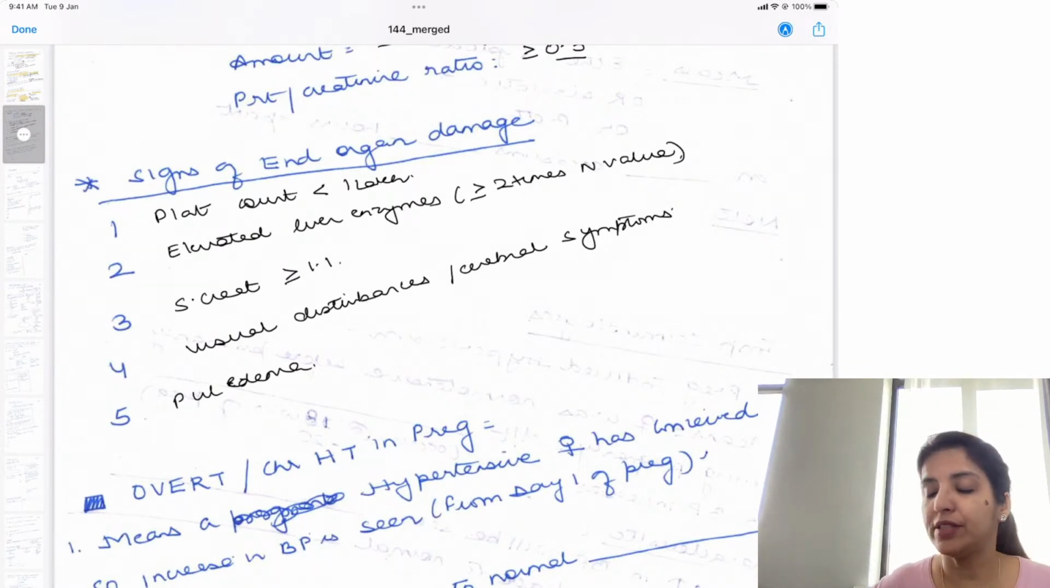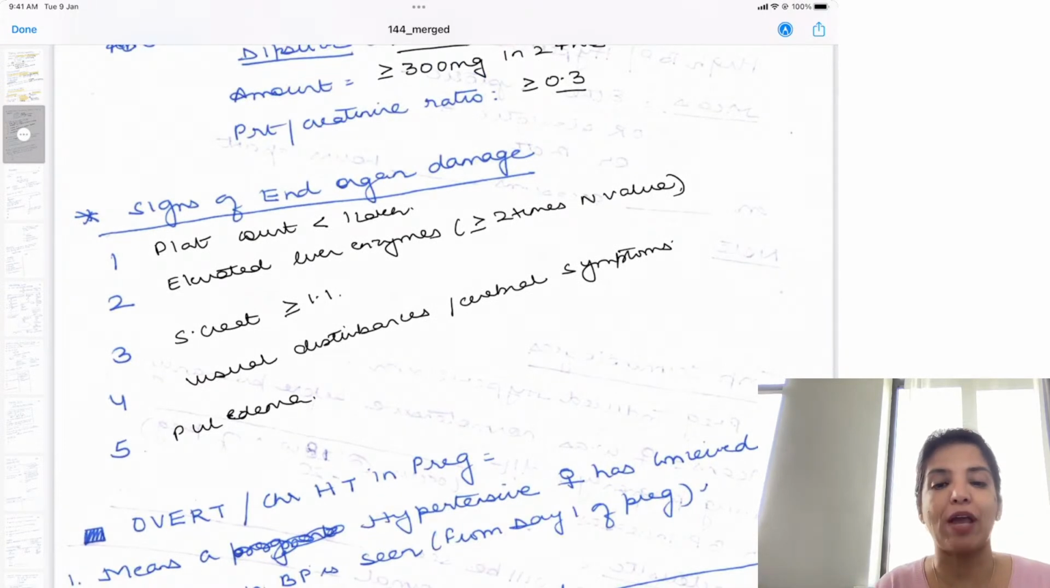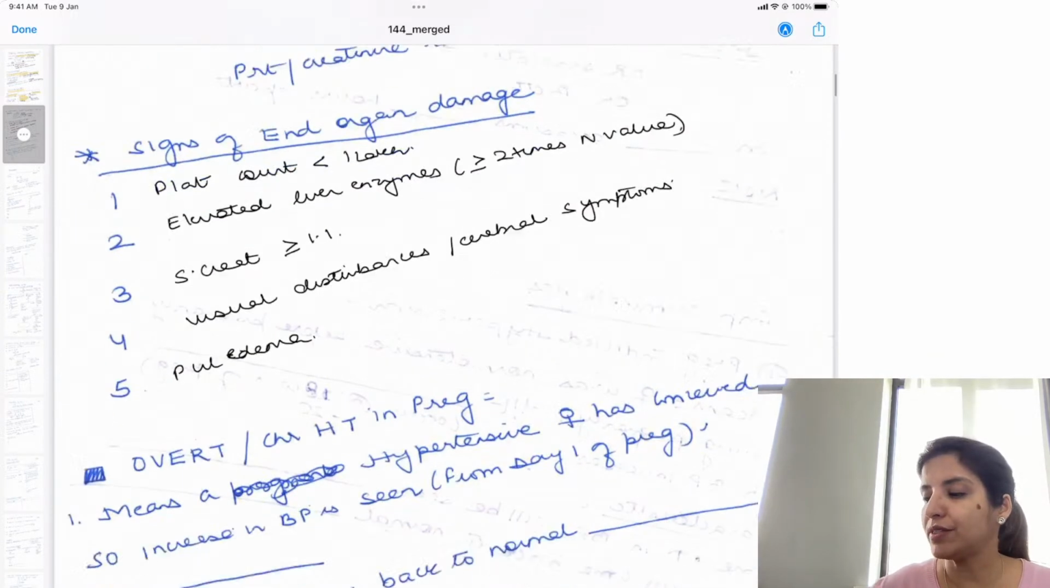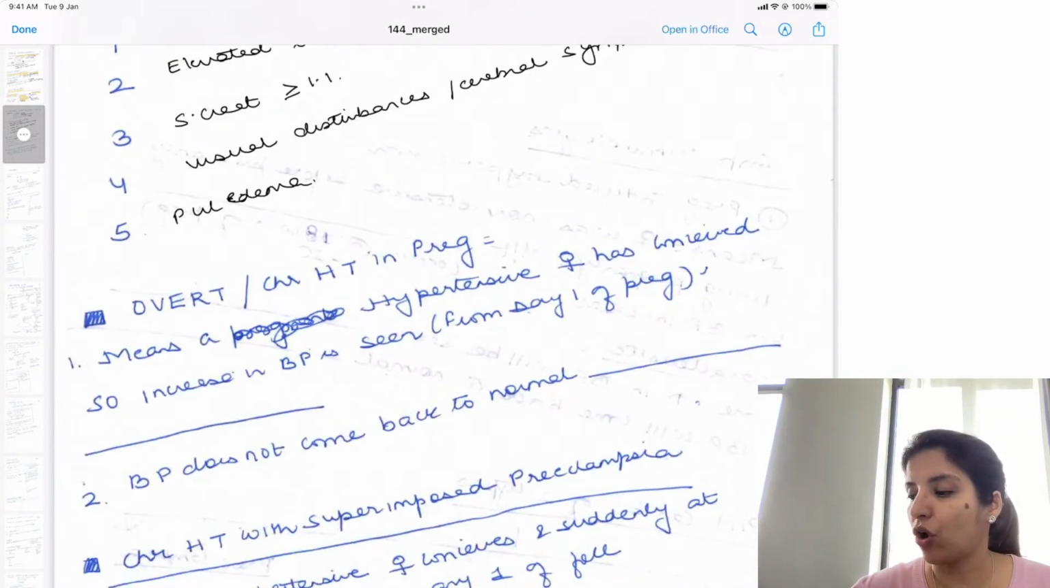Right? This is pregnancy-induced hypertension, and from it, I have told you 2 categories, gestational hypertension and preeclampsia. In gestational hypertension, there won't be any proteinuria, there won't be any signs of end organ damage. In preeclampsia, either proteinuria will be present or signs of end organ damage would be present, or both of them would be present. Right? Now there is a term which is called chronic hypertension in pregnancy.